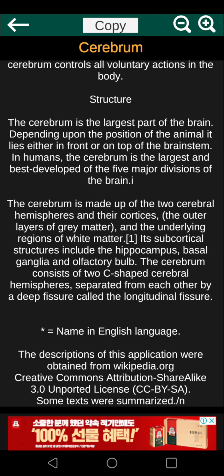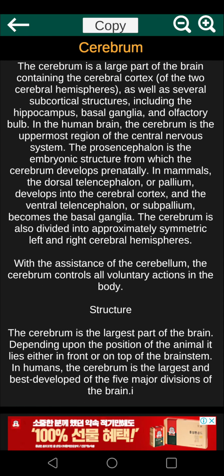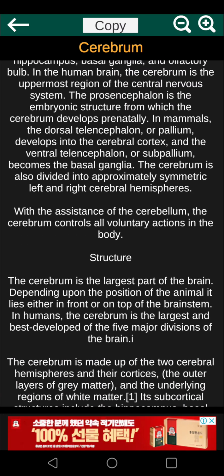Cerebrum. The cerebrum is a large part of the brain containing cerebral cortex structures including the hippocampus and basal ganglia. The procentral crupin is the embryonic structure from which the cerebrum develops prenatally in mammals.